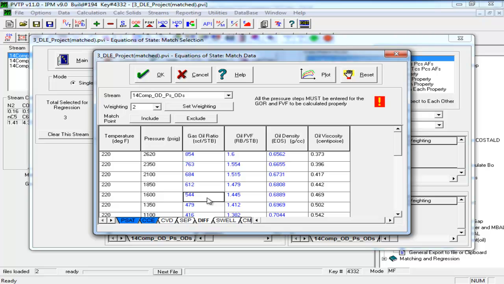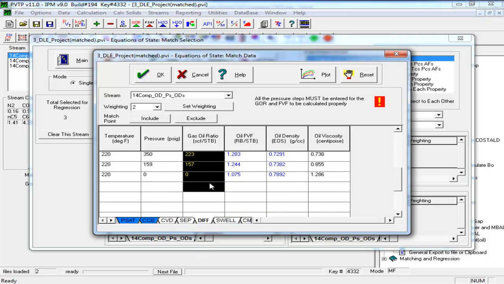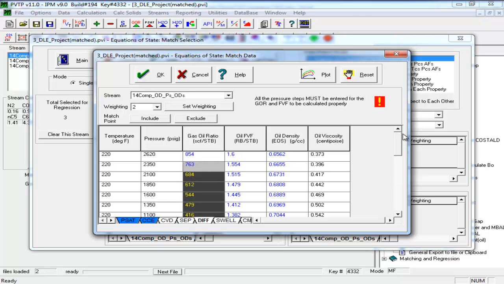The third choice will be: okay, I know that this is the most important, so why do I have to match all of this? I will exclude it from my matching. This is how I exclude: I select all of them and press exclude. Then when you do regression, you will not see these points. The software will only try to match this, and this can be very helpful to match the other points and to keep the data from other steps matched.